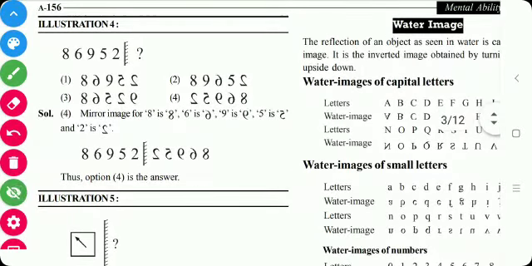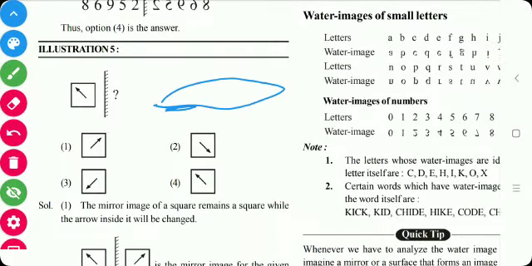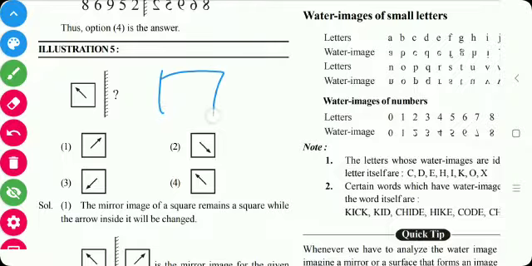Mirror image of this number 86952. So it is first 2, then 5, then 9. So the answer is this, as it starts from 2. So 2, 5, 9, 6, 8. So the answer is 4. Mirror image of this is this, means the answer is 1.